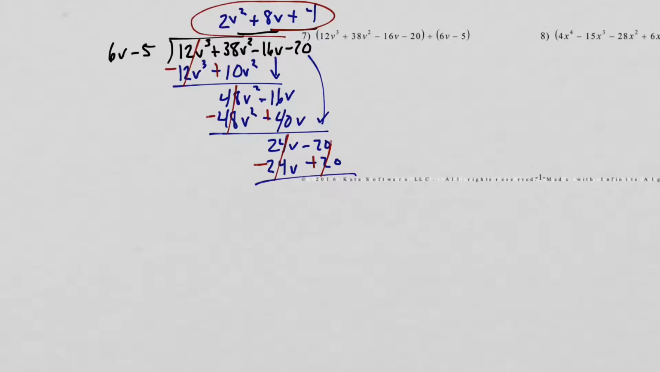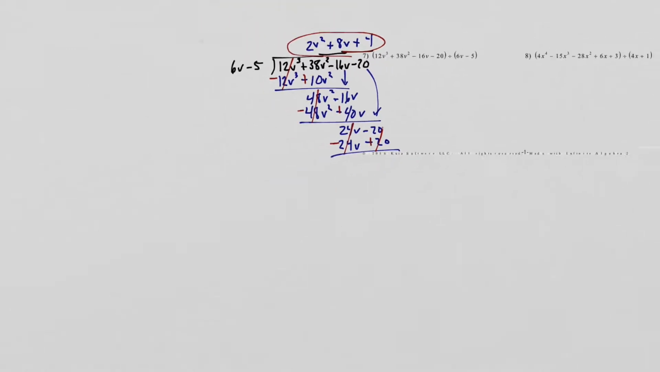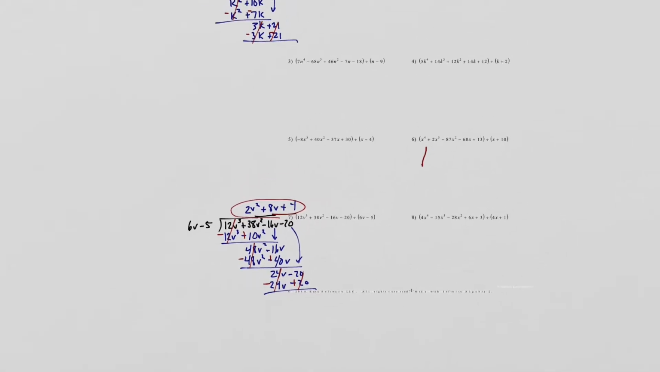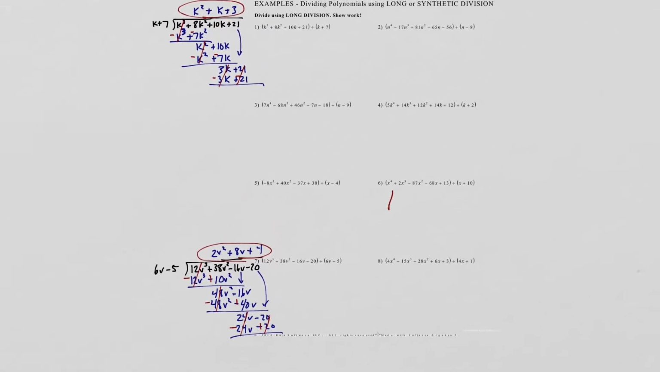So all of this is the long division process of creating this division. Doesn't want to zoom out here. All right, so that's the first part of the assignment.